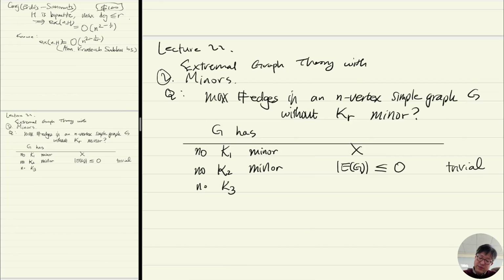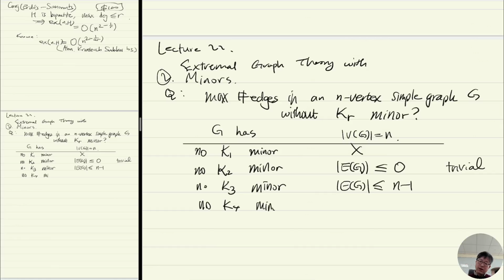How about no K3 minor? So a simple graph has K3 minor if and only if it has a cycle, right? So if you don't have a K3 minor, then it's a forest, and a forest has at most n-1 edges, right? So the number of vertices of G is n. How about K4? If you don't have a K4 minor, what do you get?